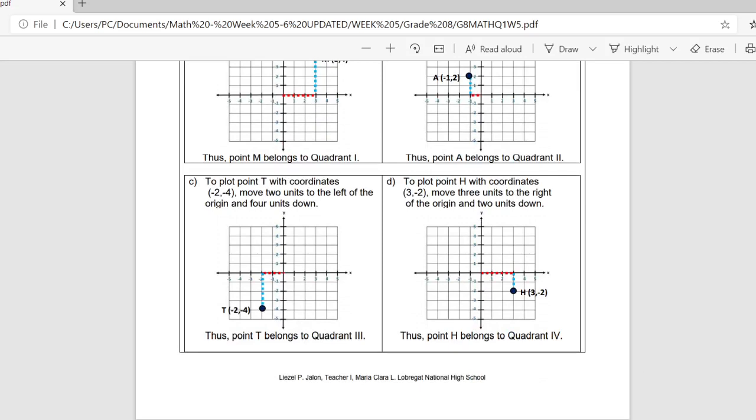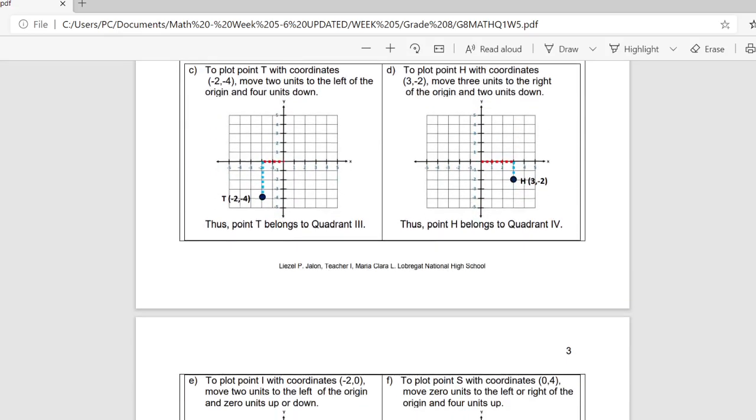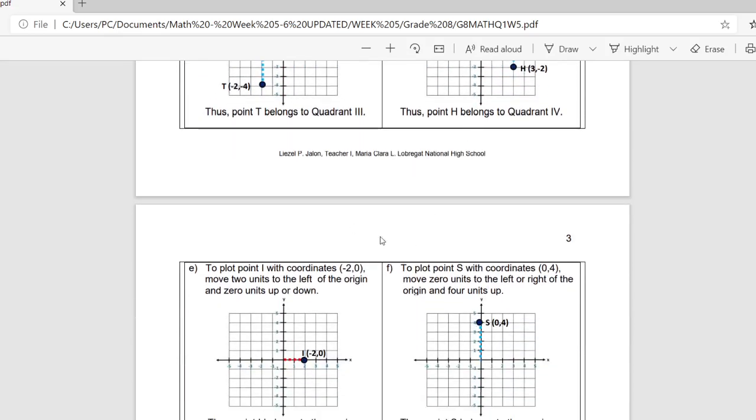-2, 0. That is point I. So -2 is left of the y-axis, so left, 1, 2. Sorry for that, that's not the right one. Okay, this one, -2. This one is not right, so we will forget about it.